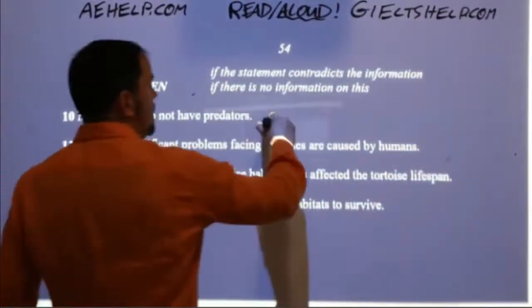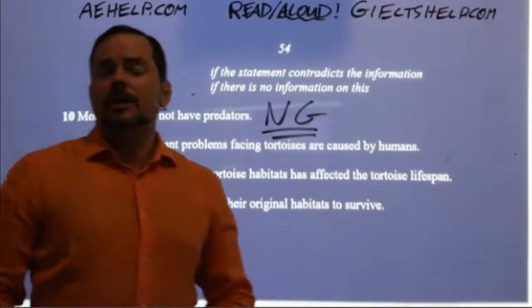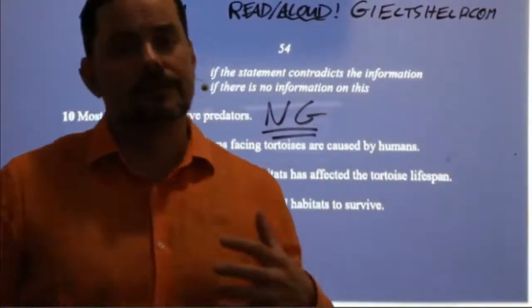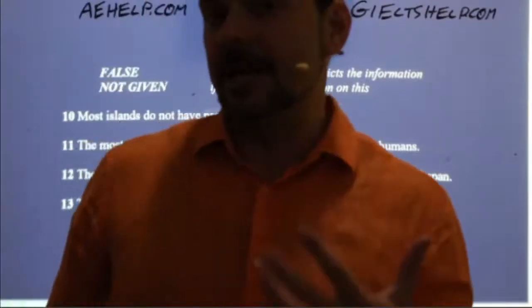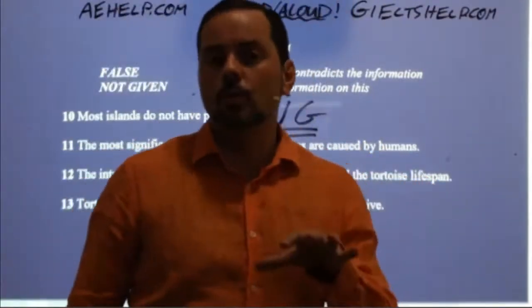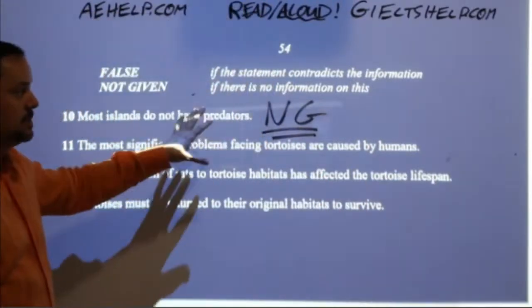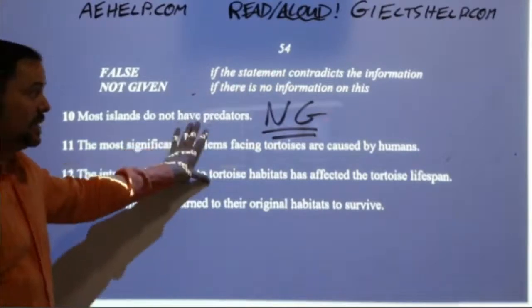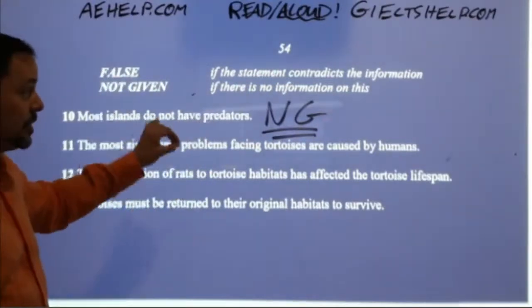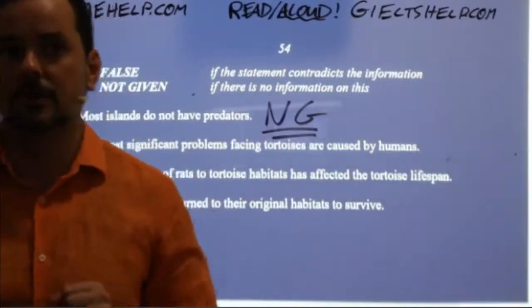Okay? Now, very importantly, students, we can infer. So from that information, we can guess that many islands don't have predators, possibly, but that doesn't work for the IELTS, okay? Inference doesn't matter. It has to be clearly given. In this case, it's clearly not given. So it has to be not given, okay?